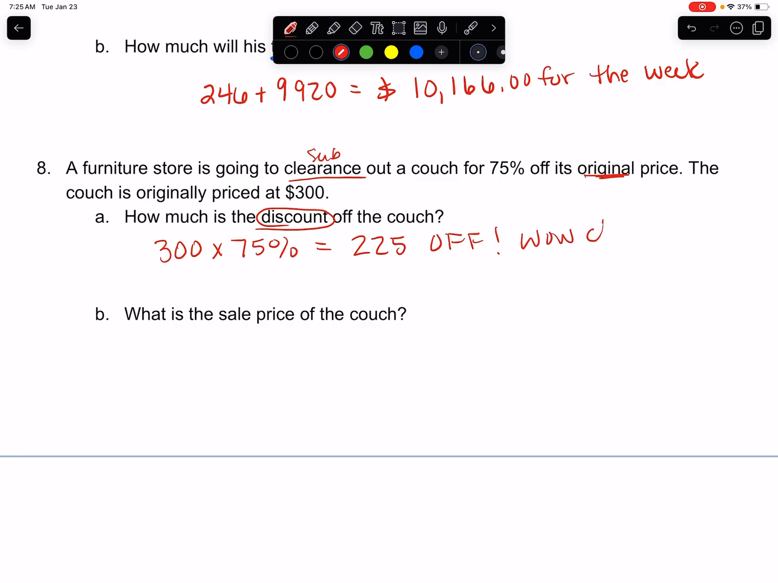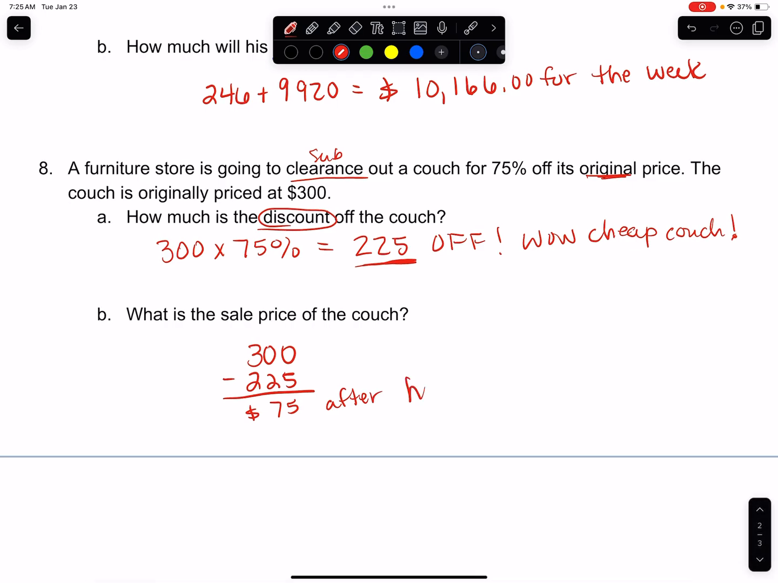Wow. Cheap couch. That means I'm not paying $225. That means I'm going to take my original cost of the couch and subtract $225. And my couch costs me $75 after a huge discount of 75%. So if you have any questions, please let me know. But this is what we are focusing on and continuing to practice, and choosing which method works for me, or in this case, you.